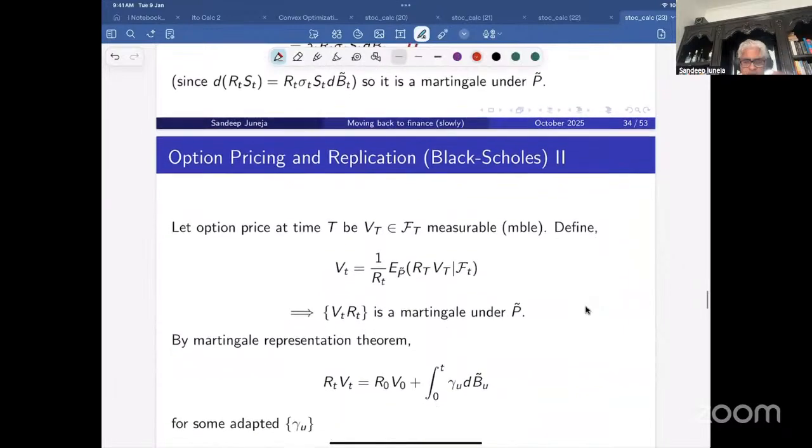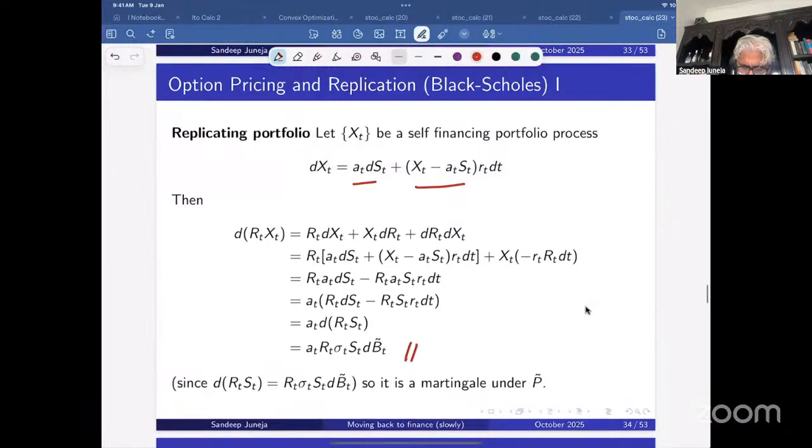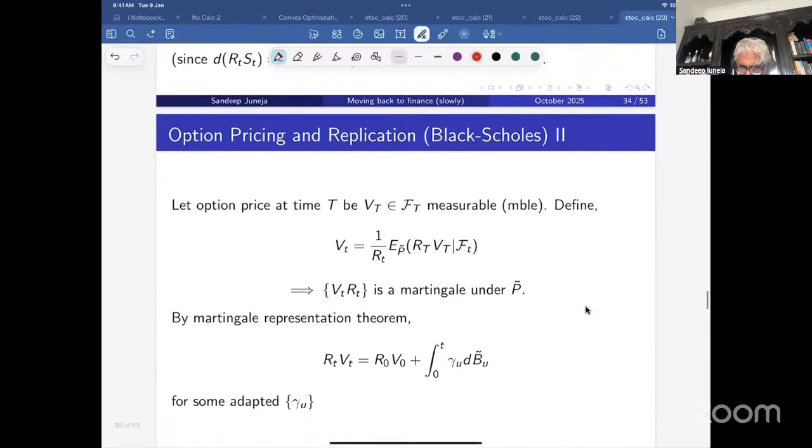So now we want to replicate. Wait, replicating portfolio, right? Well, we already saw the discounted one. Right now it's just any self-financing portfolio, and now we'll construct a replicating portfolio. I should probably not call this that here. It's just a self-financing portfolio process right now. Okay, now to construct a replicating portfolio, we want to replicate this option, which has a payoff of V of big T.